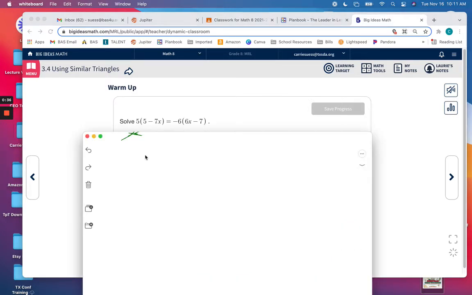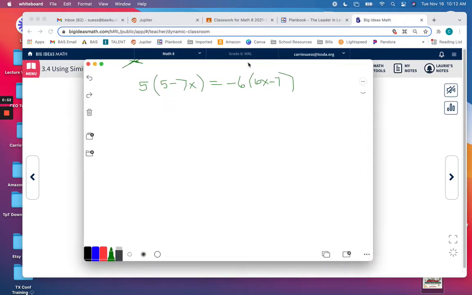So we have 5 times 5 minus 7x equals negative 6 times 6x minus 7. Okay, so the first thing we need to do is distribute. So we're going to do 5 times 5, 5 times negative 7. What's 5 times 5? 25. 5 times negative 7? Negative 35x.